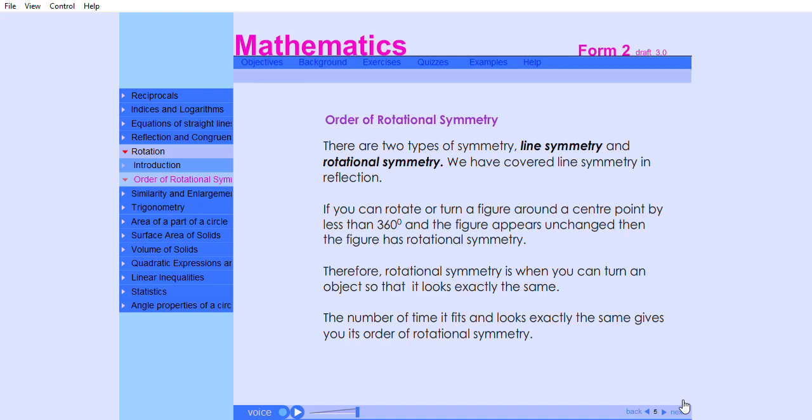If you can rotate or turn a figure around a center point by less than 360 degrees and the figure appears unchanged, then the figure has rotational symmetry. Therefore, rotational symmetry is when you can turn an object into positions in which it looks exactly the same. The number of times it fits and looks exactly the same gives you its order of rotational symmetry.